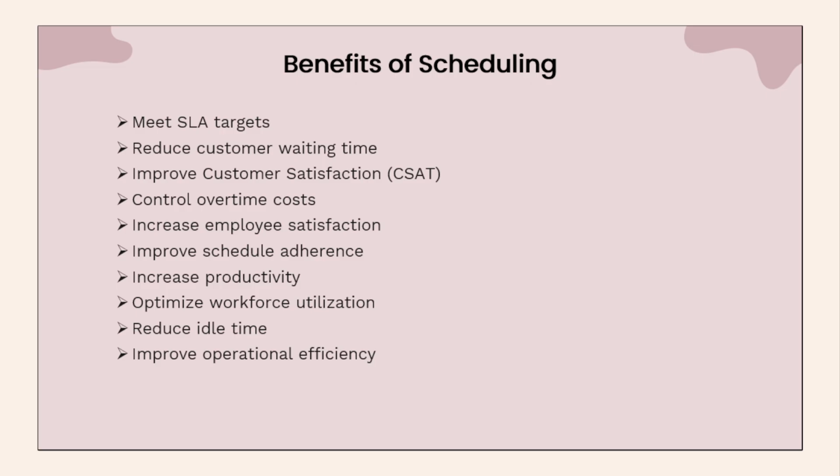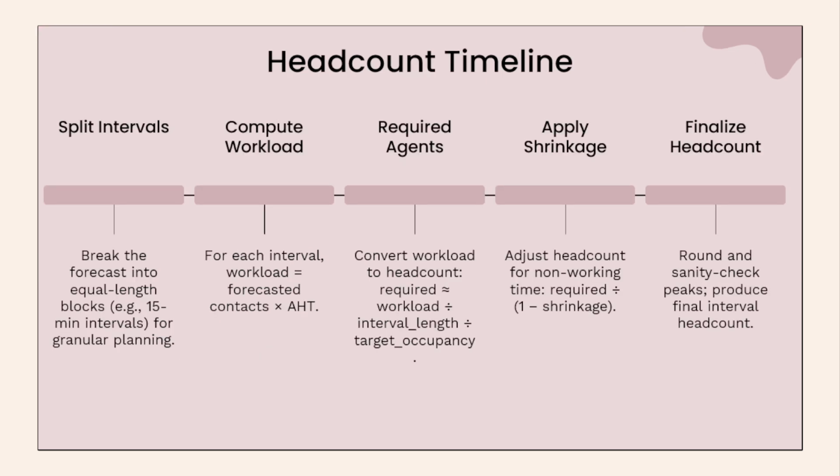Reduce idle time. My idle time will also be reduced. People will not be sitting idle for most of the time. Improve operational efficiency. After combining all of this, my operational efficiency will also increase, and this will result in client appreciation. Headcount timeline. So, split intervals. These are the headcount timeline steps.